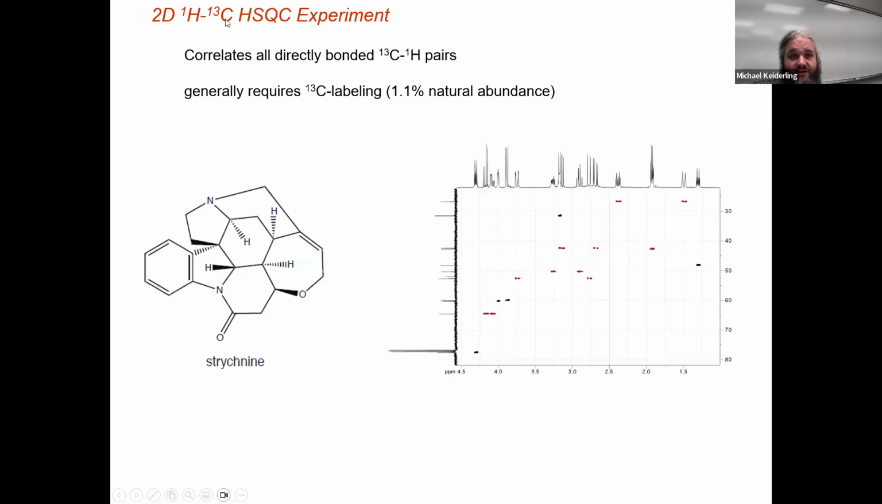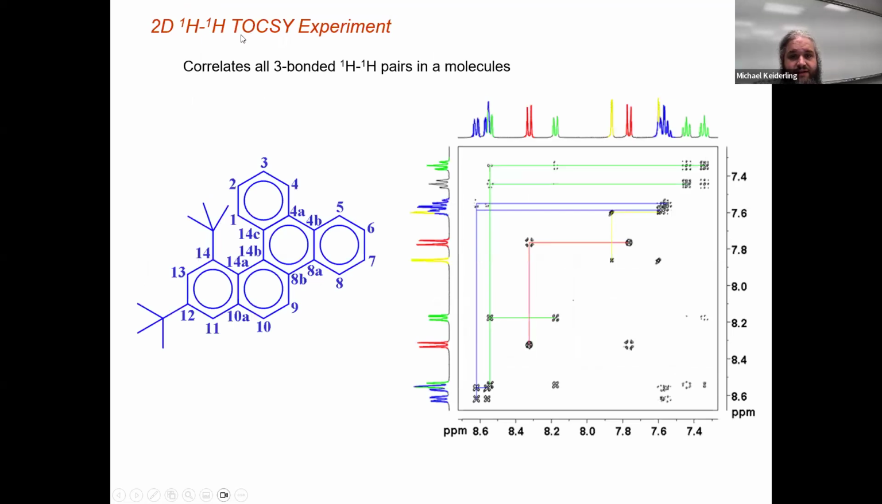And here is one hydrogen carbon-13. It correlates all directly bonded carbon-13 hydrogen pairs. And it generally requires carbon-13 labeling because the natural abundance is too low to do this easily. And here's a 2D COSY hydrogen experiment. This correlates all 3 bonded hydrogen-hydrogen pairs in a molecule. So you can see what hydrogens are next to each other.